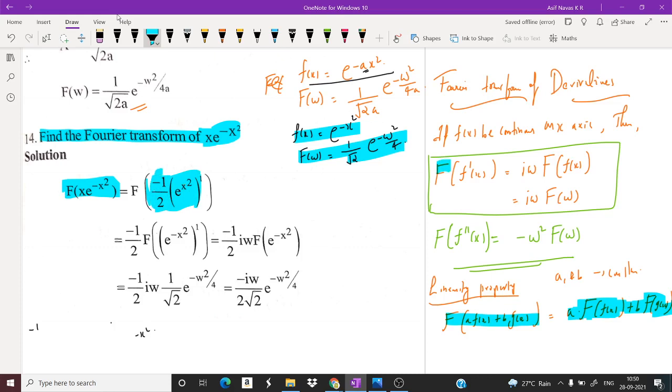And we know that Fourier transform of f dash of x is I omega times Fourier transform of f of x. So I can take minus 1 by 2 outside, then this derivative gives minus 1 by 2 times I omega Fourier transform of e raised to minus x square. And we already know that Fourier transform of e raised to minus x square is 1 by root 2 e raised to minus omega square by 4. So if I write together, you will get minus I omega divided by 2 root 2 e raised to minus omega square by 4.